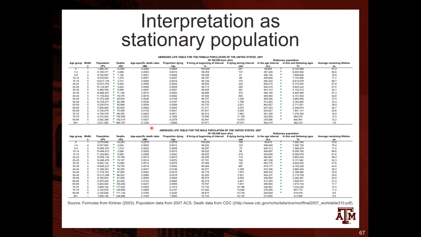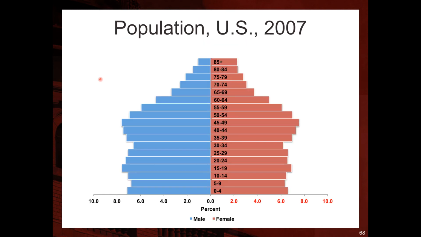So what's the real population in the US in 2007 by age and by sex? We get this column here, the population by age and by sex, women and men. We get this number here and put it in a percentage format and put it in the age-sex structure in a graph format. This is what we have. We have more people in younger ages, in adult ages, than in older ages.